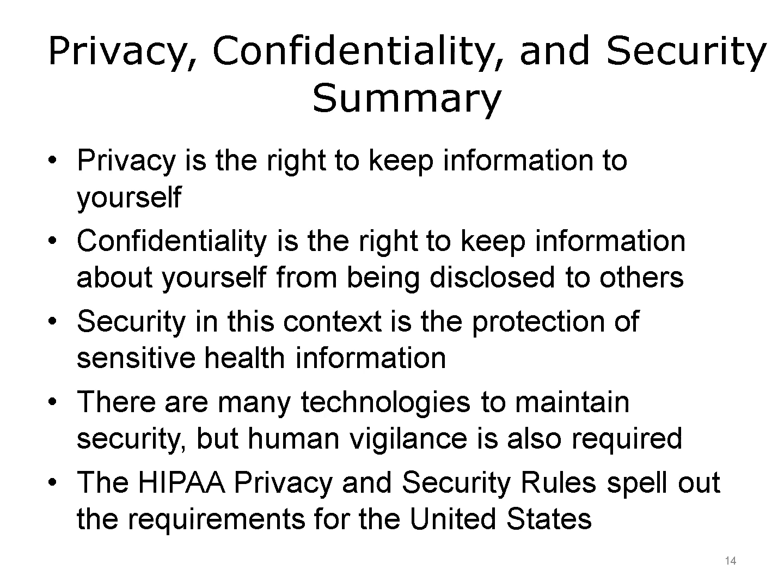In summary, the major aspects of privacy, confidentiality, and security of health information were reviewed, and the HIPAA privacy and security rules were explored. Privacy is the right to keep information to ourselves, whereas confidentiality is the right to keep information about ourselves from being disclosed to others. Security in this context is the protection of sensitive health information. There are many technologies to maintain security, but human vigilance is also required. Finally, the HIPAA privacy and security rules spell out the requirements for healthcare organizations and those with whom they do business in the United States.